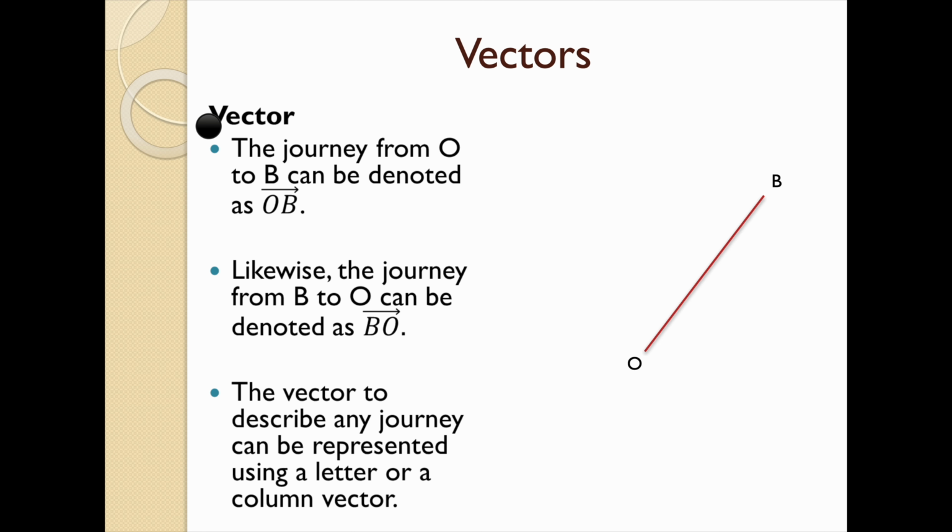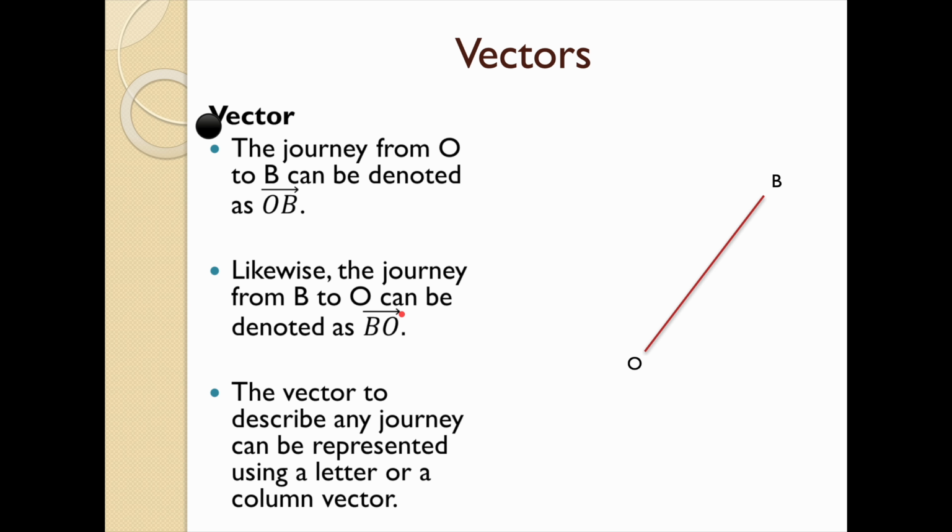All right, so vectors. The journey from O to B can be noted as OB. If you look at this, going from O to B, we consider this to be OB, and therefore we put an arrow here indicating direction. This shows us that we're moving from O to B. Likewise, the journey from B to O can be denoted as BO. See how the direction shows we're moving from B to O.